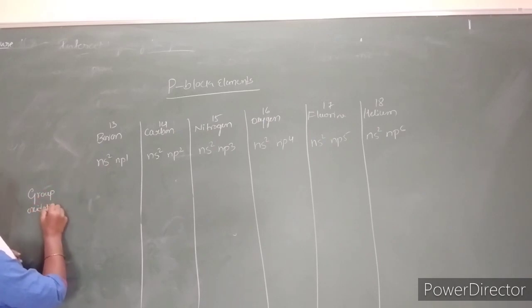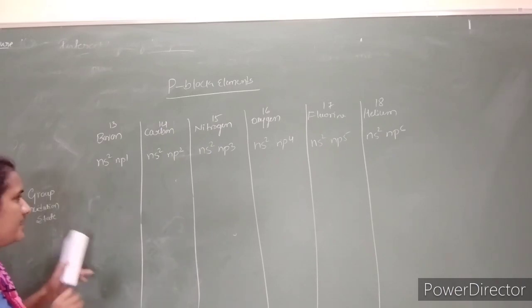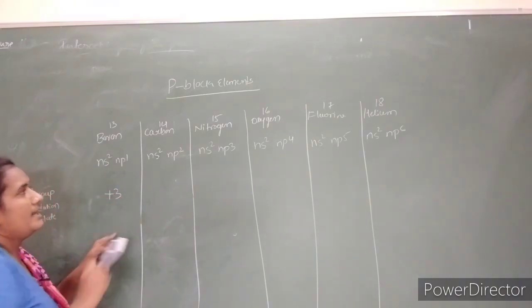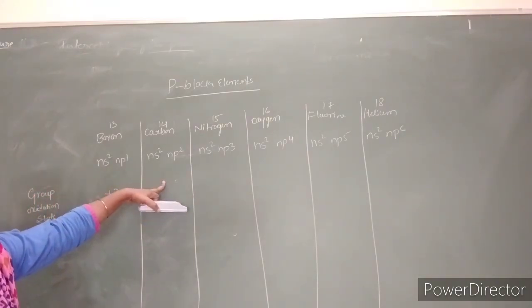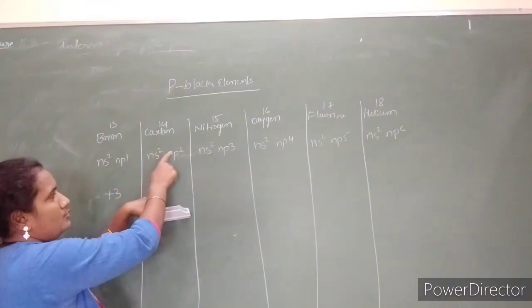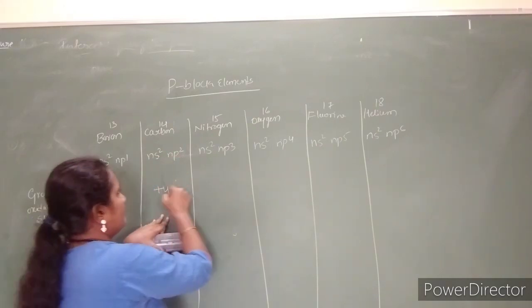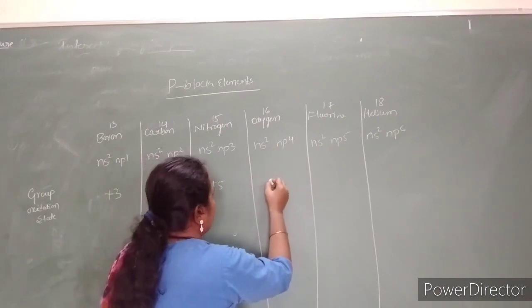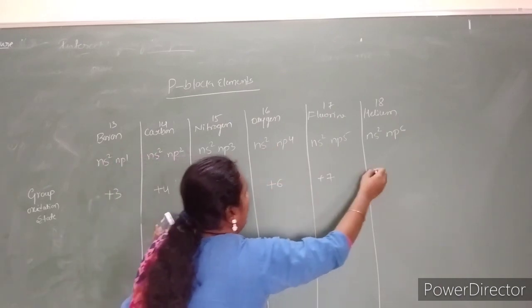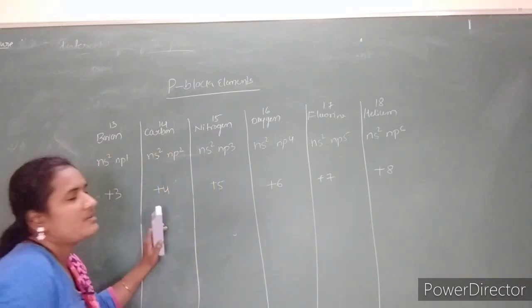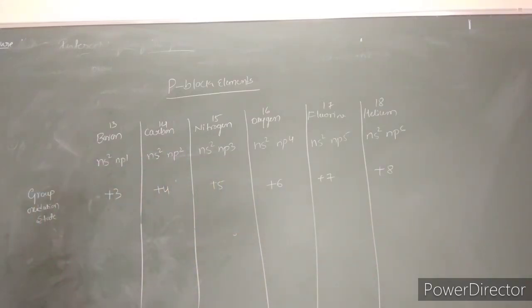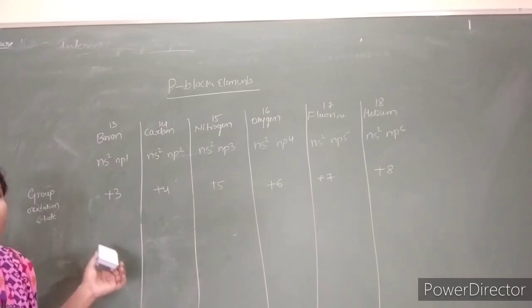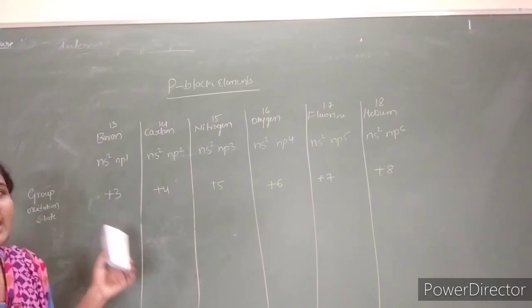The group oxidation state of group 13 elements is +3, and for the carbon family it is +4, 2 plus 2. Then 2 plus 3 is 5, 2 plus 4 is 6, then 7 and 8. In this way the group oxidation state is equal to the sum of the electrons present in the valence orbitals.